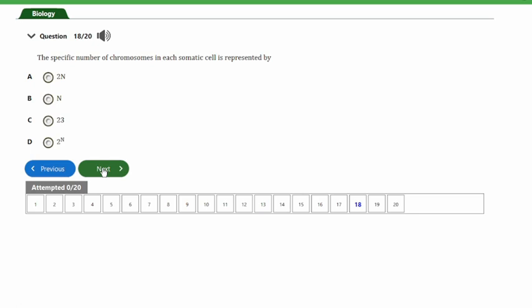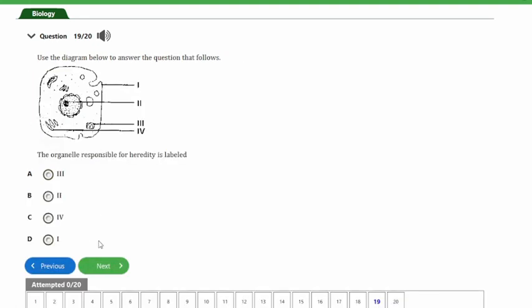So whenever you hear somatic, like I said earlier on, it just means the cells in all other parts of the body. So you don't need to think so much about it. So guys, 2n is the answer to this question, and that's option A. So let's look at the next question.